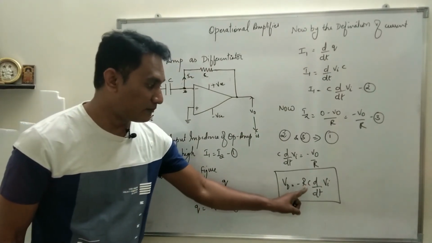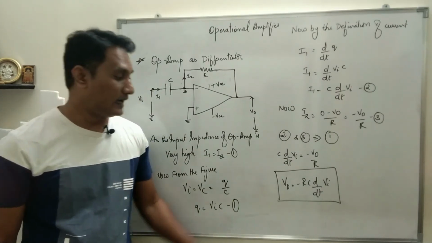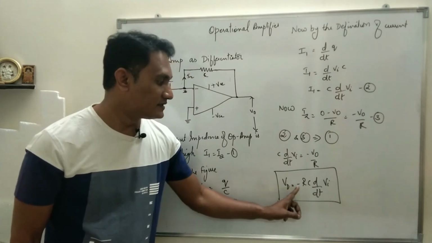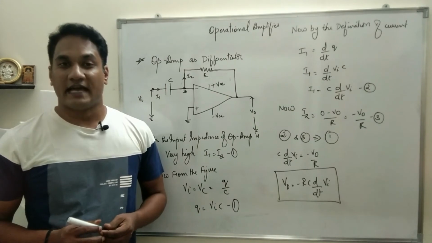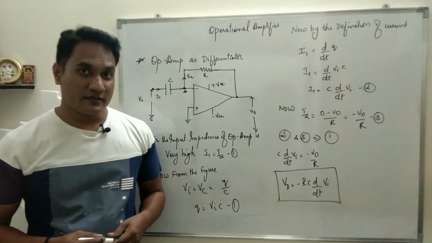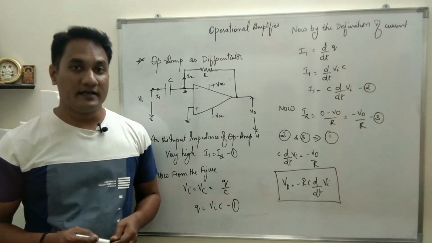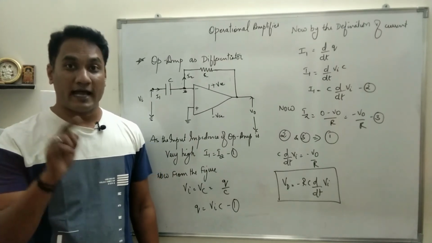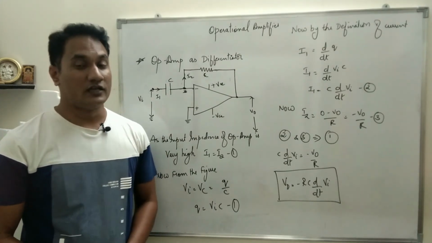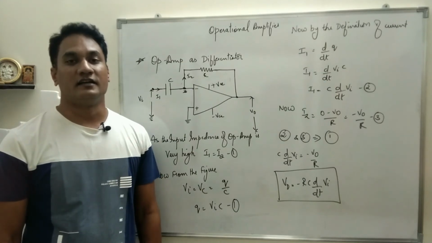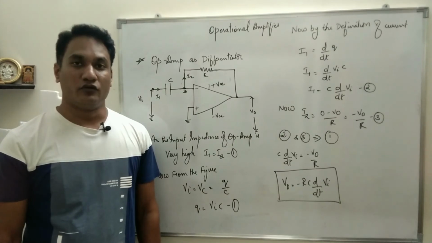And if I select proper values of R and C, I can make the value of RC as 1. And if this value is 1, V0 is minus d/dt of Vi. That means the output voltage will be the time differential of input voltage. And this minus sign indicates there is a phase shift of 180 degrees between input and output as the circuit is connected in inverting mode. So this is how we can use the op amp as differentiator. Output voltage will be the time differential of input voltage.